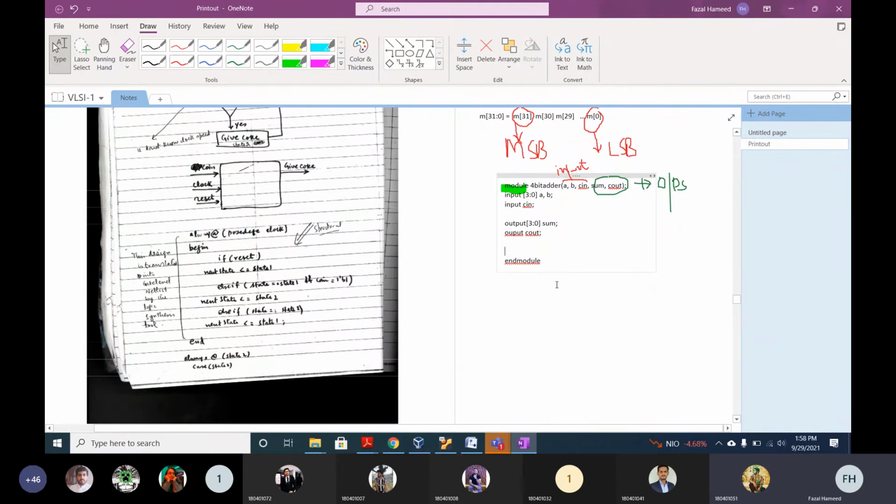And this is a very simple code. Assign {C out, sum} = A + B + C in. Okay, I will not explain how this code works, but whenever I write this code, it will design a 4 bit adder. Can you see any gates here? No, sir.